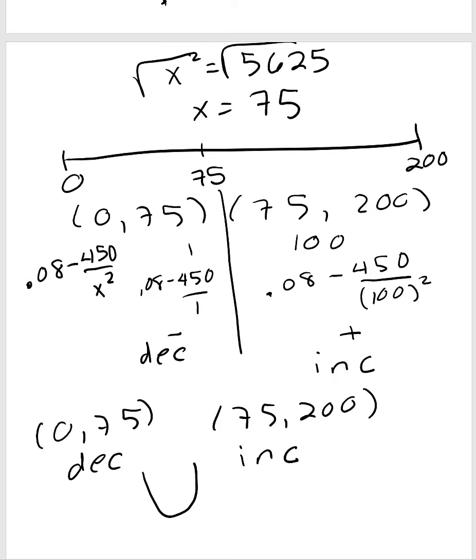Decreasing and then increasing says that we have a minimum, so our only extrema this time is a minimum, so we have a local min when x equals 75, which means 75 jackets makes the average cost the smallest that it's going to be.